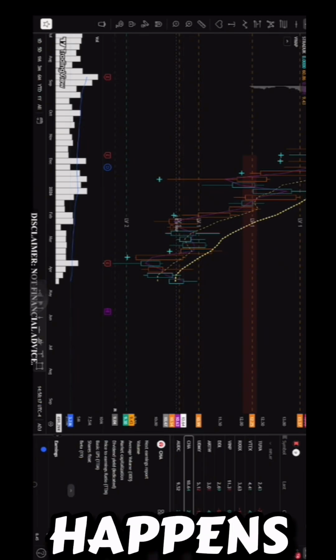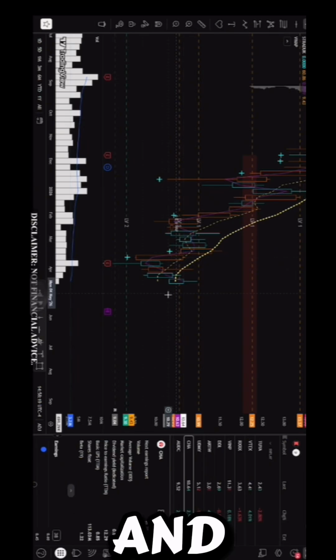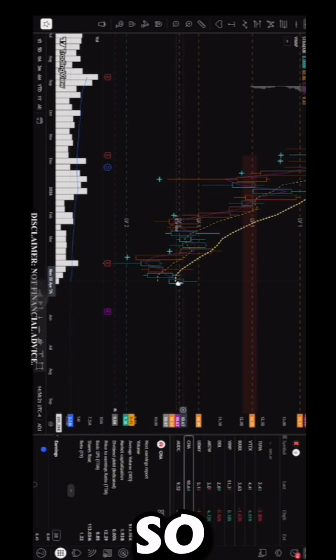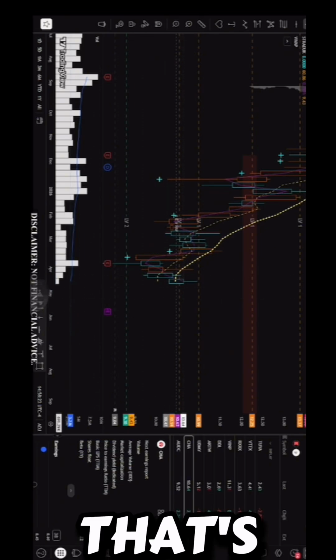Always reference the average volume, and always reference the actual float. The lower the float, the more aggressive the move.